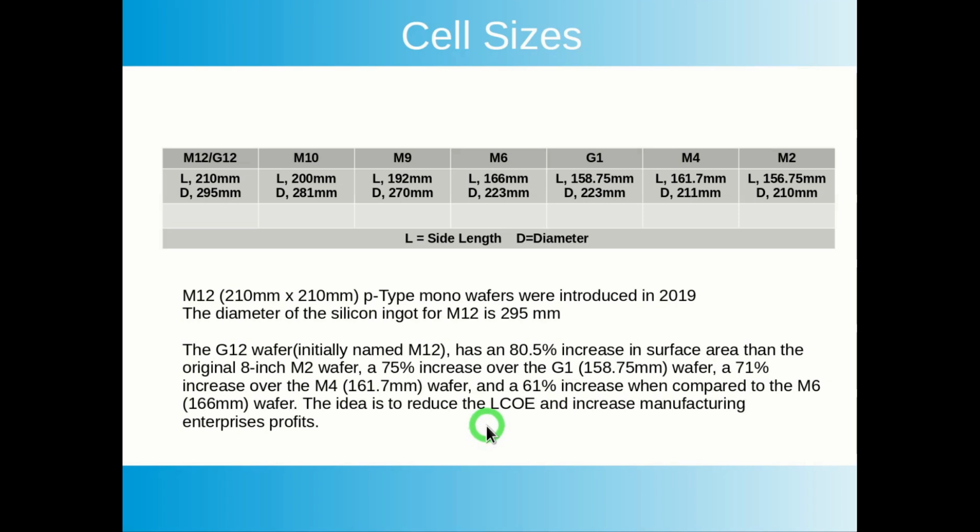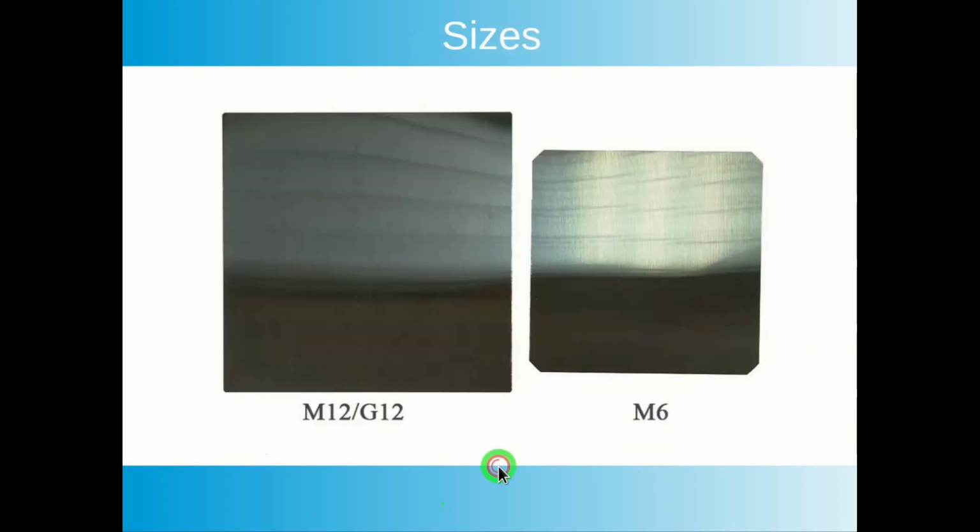So it is around a few cents per kilowatt hour for solar cells at an industrial scale. But LCOE is usually used in industry sizes, like for example, industrial scale installations, which is like hundreds of megawatts to gigawatts. This is an image of M12 compared to the M6.